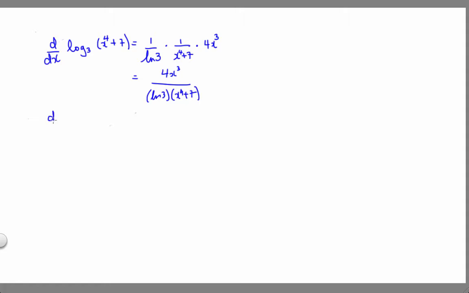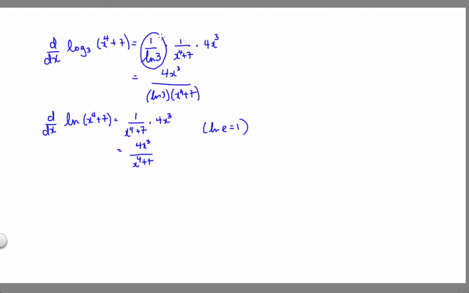Now, suppose we were taking the derivative with respect to x of ln of x to the fourth plus 7. Here we have to remember that ln just means log base e. So we're going to get a simpler expression here. We'll have 1 over our inside function, which is x to the fourth plus 7, and that's going to get multiplied by the derivative of the inside function. So we could write that more concisely as 4x cubed over x to the fourth plus 7. Remember here that ln of e is equal to 1, and that's why we're not getting that constant coefficient.